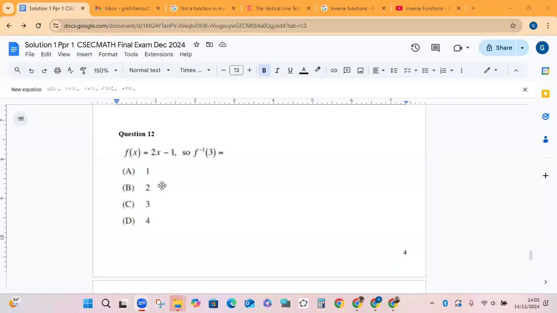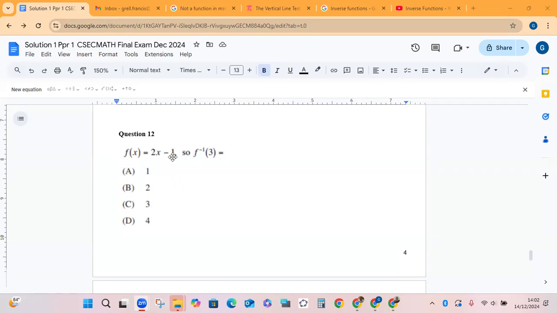In this recording, we are going to solve number 12. It reads f of x is equal to 2x subtract 1. So find f inverse of 3. So this notation, when you put a -1 in that position on the top right corner, the word for that is inverse. So when you see that, you've got to say f inverse.